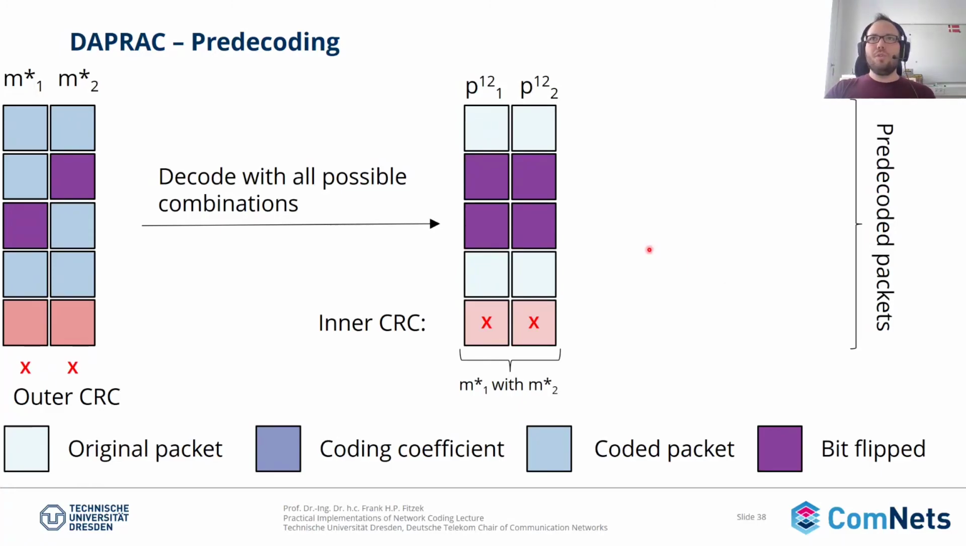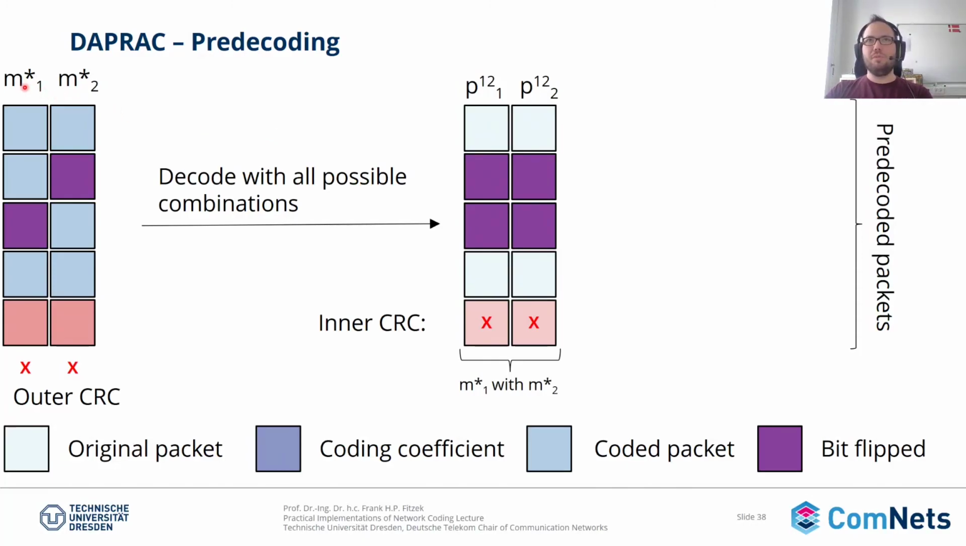So how would DAPRAC do the decoding now? It does it in a different way. So first we do something called predecoding. So we take all possible combinations of the 3 received packets and we decode with those packets. So in this case, let me explain.